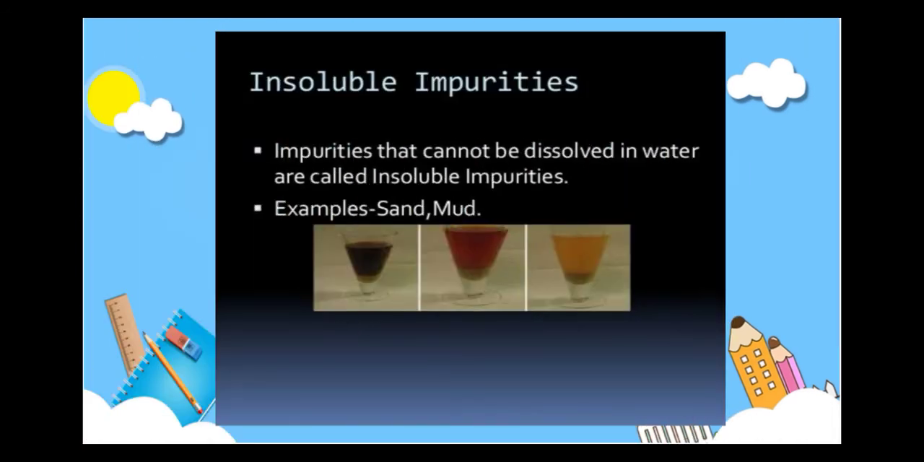Now, insoluble impurities. Impurities that cannot be dissolved in water are called insoluble impurities, and we can clearly see these insoluble impurities present in the water with our eyes also. For example, sand, mud, chalk powder, etc. These are some kinds of insoluble impurities which don't dissolve in water.